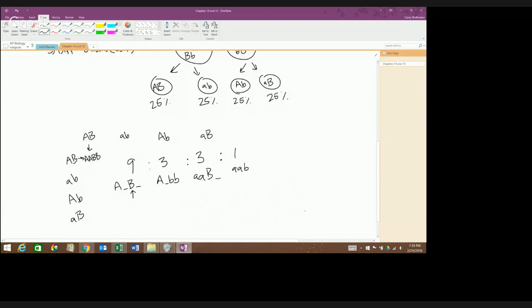And again, this is only if both parents are heterozygous and the genes are located on different chromosomes, which means that we see independent assortment happening, which means that we see these gametes being produced in equal ratios.